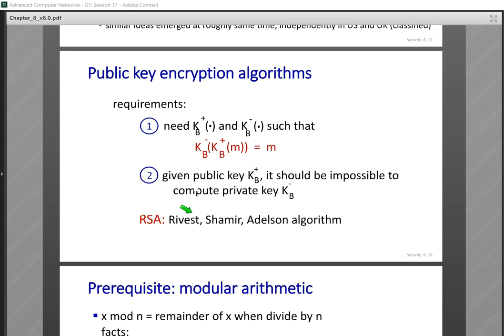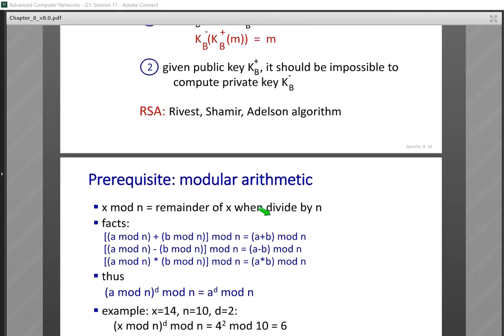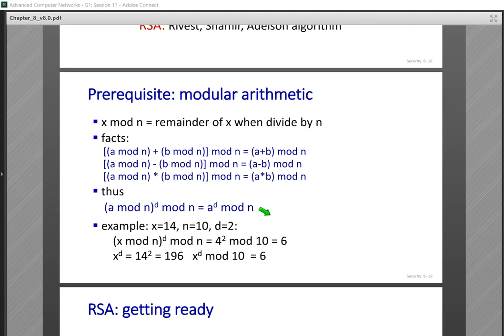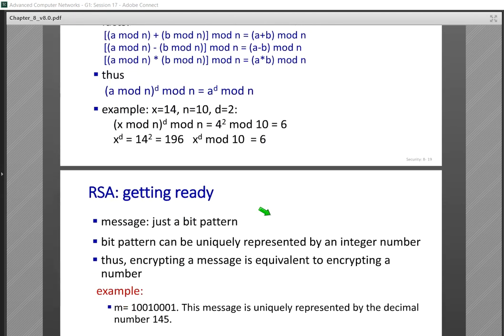The first public key encryption algorithm was proposed by RSA, the Rivest, Shamir, and Adleman algorithm.